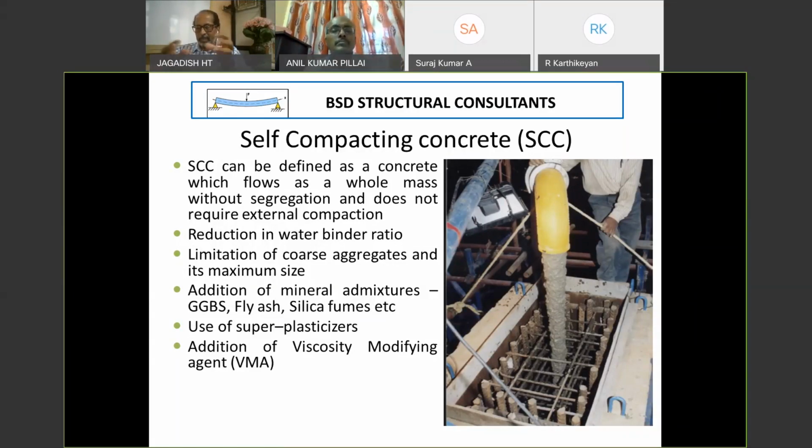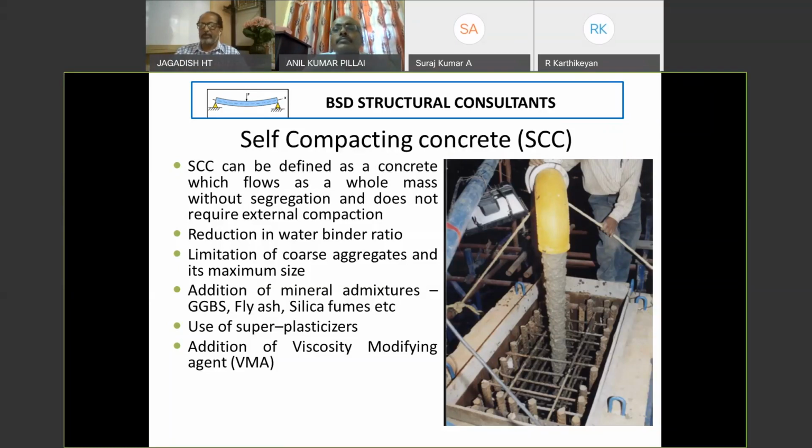Here you can see aggregates also visible there, and it falls as a single mass. So this kind of concrete is SCC, that it should be falling down or it should fill the form as a single mass. Now we had conducted one test in Kaiga, wherein we had pumped this SCC from the bottom of the column to raise it inside the column.